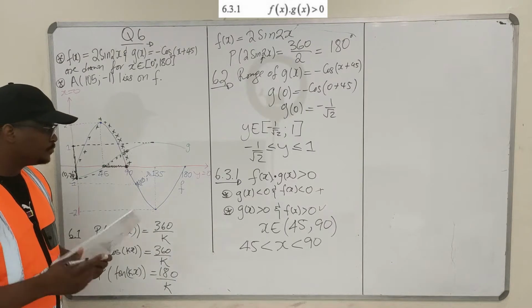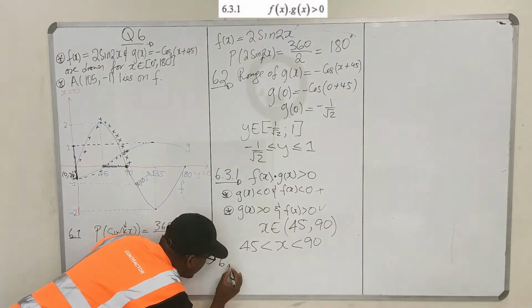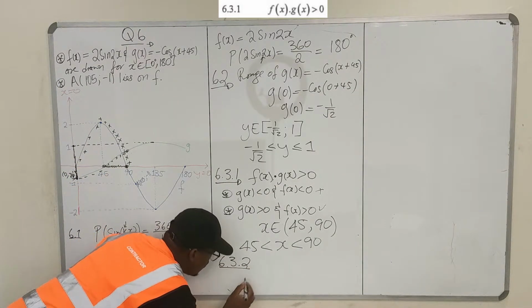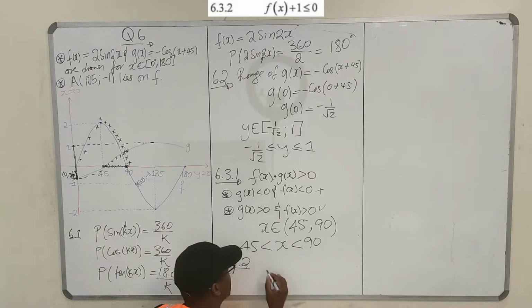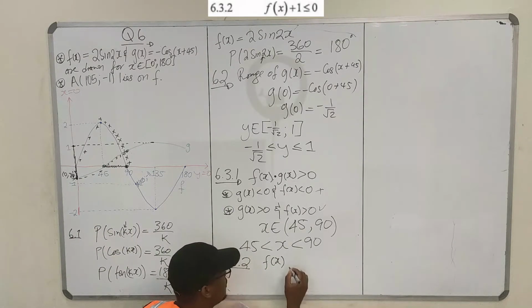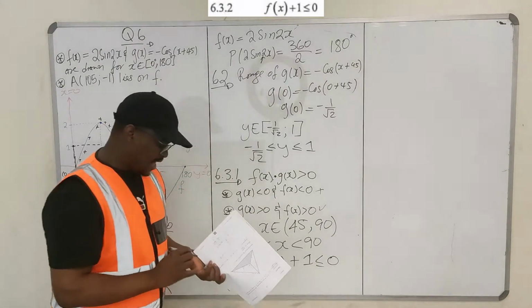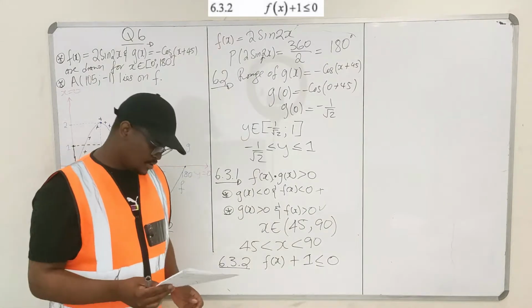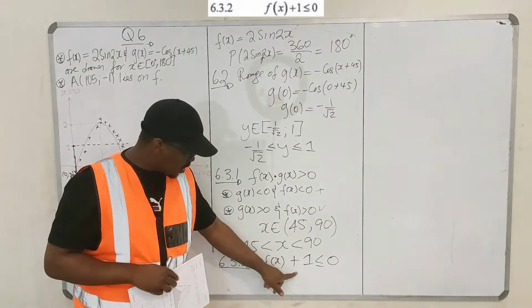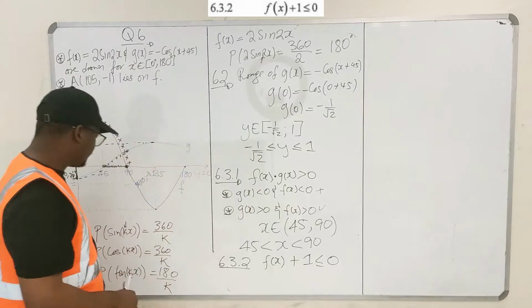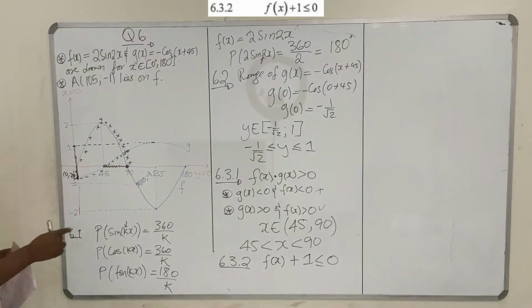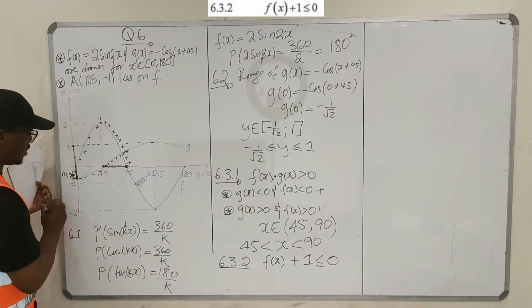Then we move to 6.3.2. What are they saying? For which values of x is f of x plus 1 less than or equal to 0? They are asking for which values of x is f of x plus 1 less than or equal to 0? No problem. Which one is f of x? F of x is the blue function, which is this function here.